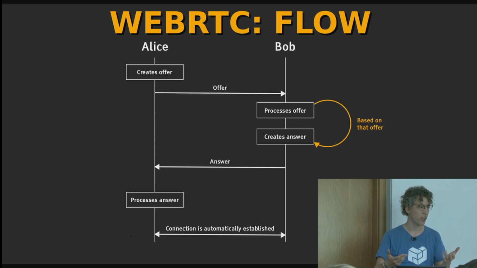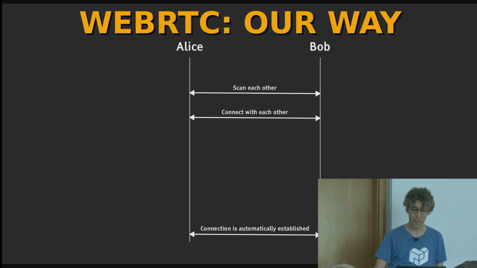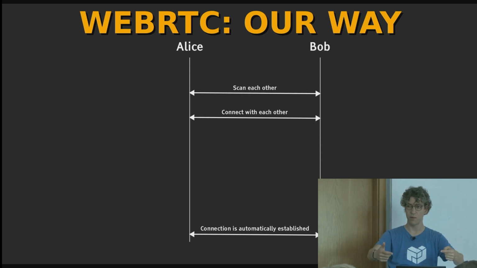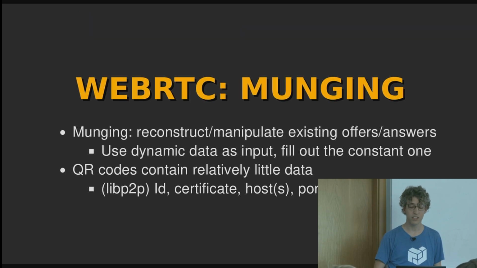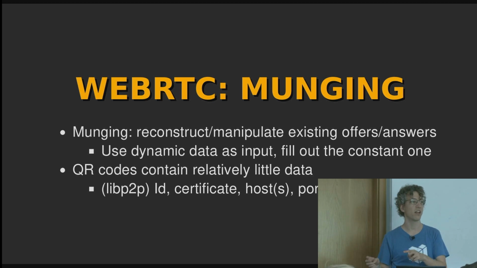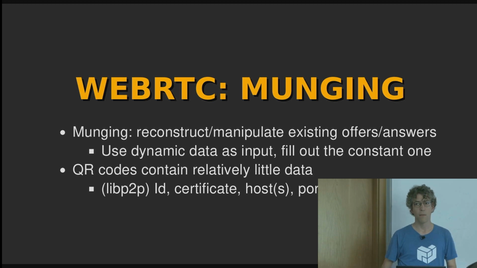Now you might wonder, like, that's not what we were doing. Like, we were just getting QR codes, scanning each other, and it worked. This is supposed to work. And so what we are doing here is we really just scan each other, connect to each other, and it's established. So it's kind of different from what I just said. And this is what's called munging. It's outside of the standard, but it's supported by all browsers because it used to be possible before it was an official standard, so they still have to support it. But that's also the reason why it sometimes doesn't work, because it's outside of the specification.